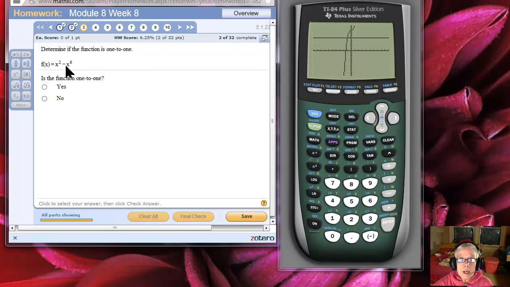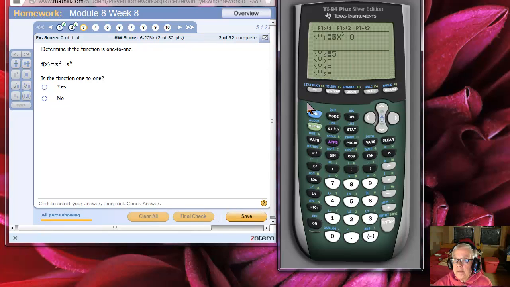All right, here we have x squared minus x to the sixth. I'm going to graph that. Okay, and let's go down and clear that as well. I'm going to go back up. All right, I'll have x squared minus x caret 6. Graph. Now let's choose a horizontal line. How about y equals negative 5? So I'll go down to y2 and I'll say negative 5. I'm just trying to find a convenient horizontal line.